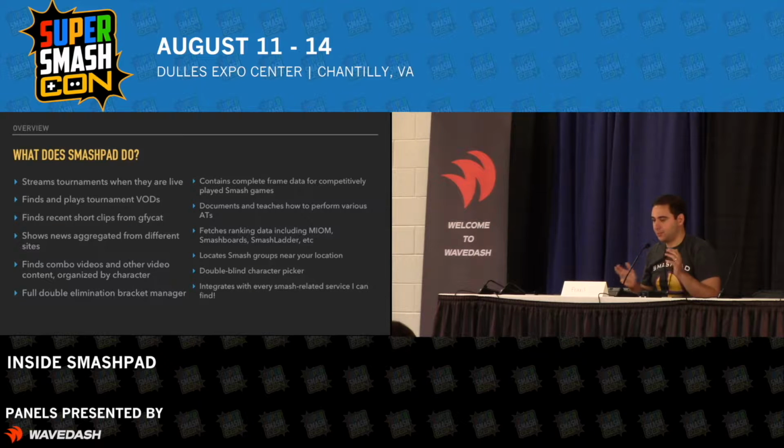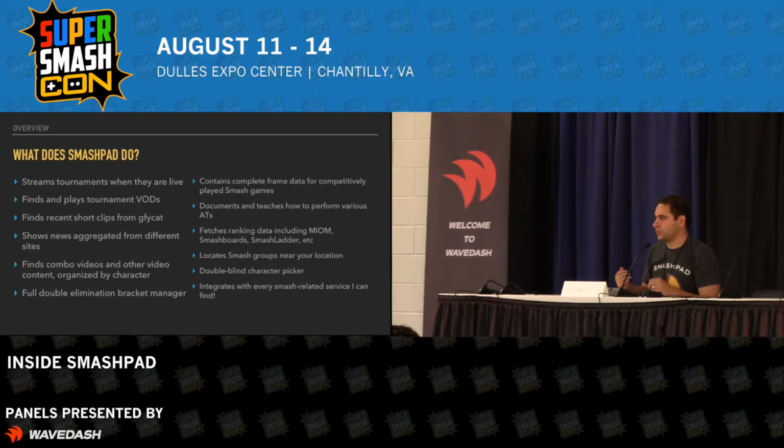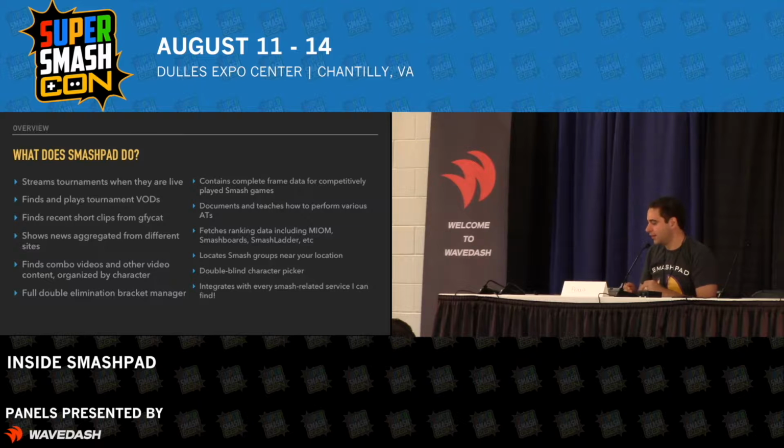What SmashPad does is it pulls in from Twitch and Hitbox, and it finds all streams that are going on. Then it prioritizes them by the number of viewers and which ones are known for showing tournaments, and shows those to you when you open the app. So if you want to tune into a tournament really quick, you just open the app up and it's right there. It also connects to VODs.co, and it pulls up tournament VODs.